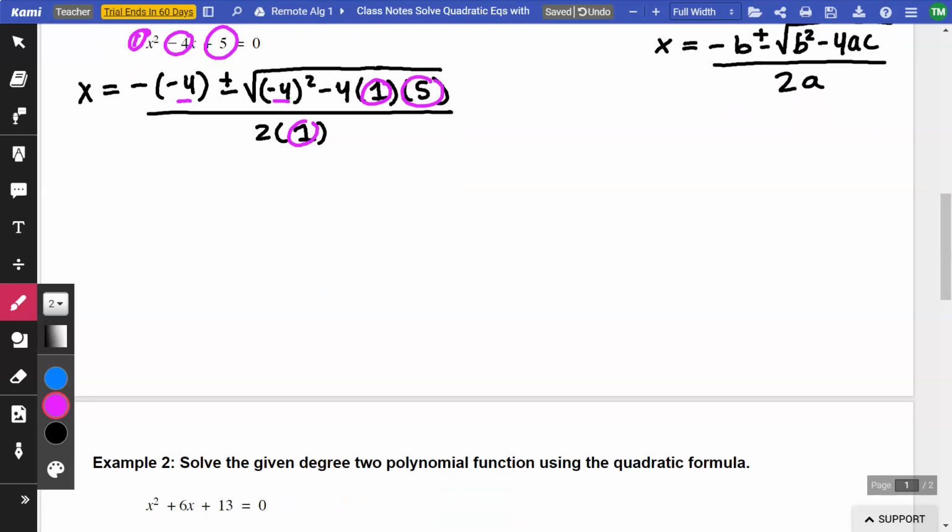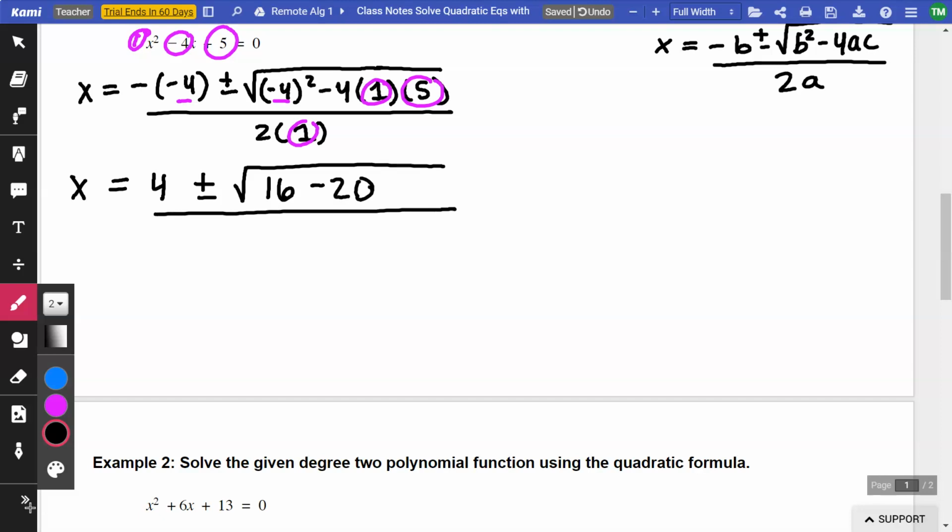So let's start simplifying. So x is equal to, the negative of -4 is 4, plus or minus the square root of -4 squared is 16, and then -4 times 1 is -4, times 5 is -20, all over 2 times 1, which is 2. x equals 4 plus or minus the square root of 16 minus 20, which is -4, all over 2.